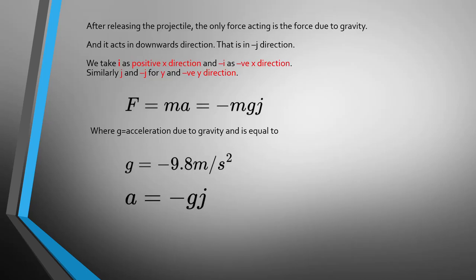Upon the launch of the projectile, the sole influence is the gravitational force, operating in a downward trajectory, specifically the negative j direction. This force is a product of mass and acceleration, denoted by g, where g represents the acceleration attributed to gravity, with a standardized value of 9.8 meters per second squared.